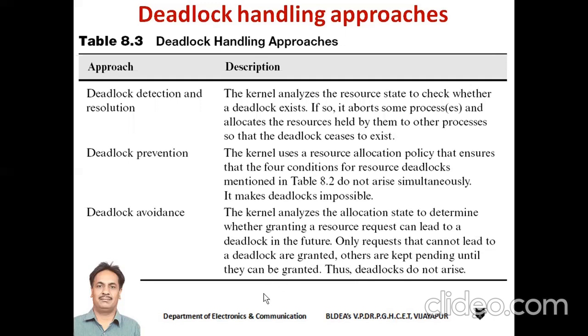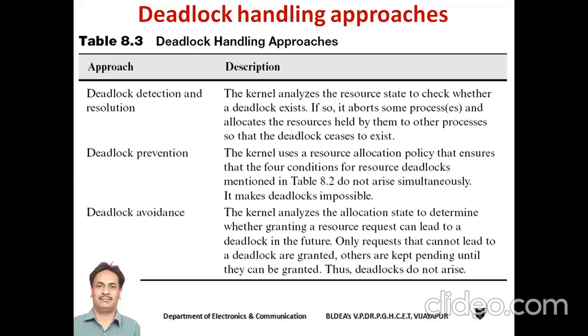The first one is deadlock detection and resolution. This is the first approach we have. In this case, the operating system is going to analyze the resource state to check whether the deadlock exists or not. If it finds that the deadlock exists in the system, one of the processes is terminated. Simply, the operating system is going to abort some of the processes, and when a process is aborted, whatever resources are available from that process can be allocated to other processes so that the deadlock does not continue.